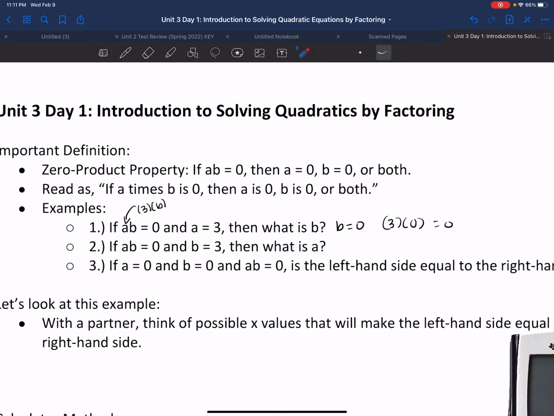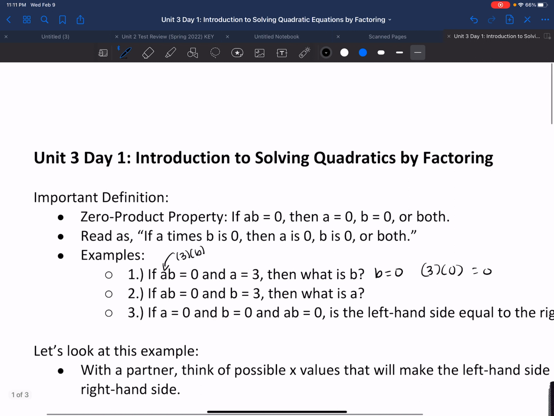Okay? Now, if AB is equal to 0 and B is equal to 3, then what is A? Well, here's my B, and B is equal to 3, so I do A times 3. And what is A? Well, A can be 0 because 0 times 3 is equal to 0. And that's true. The left-hand side here is equal to the right-hand side.